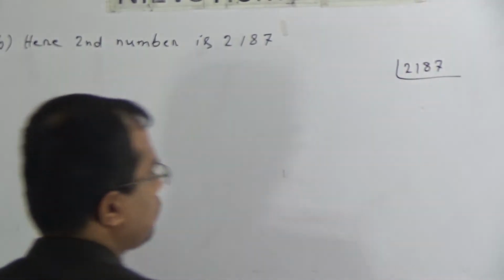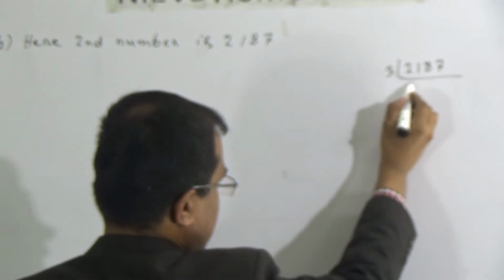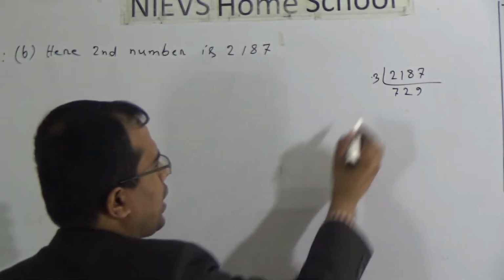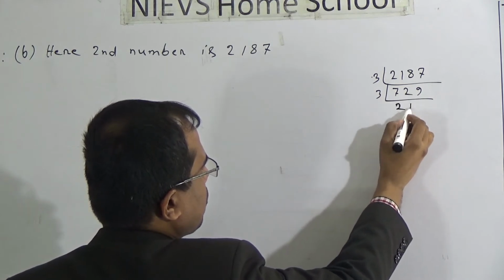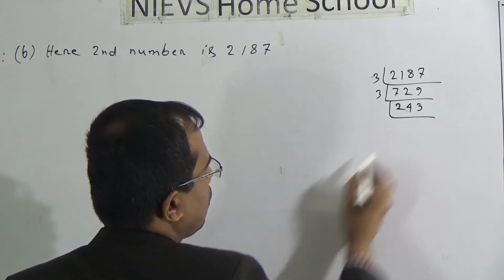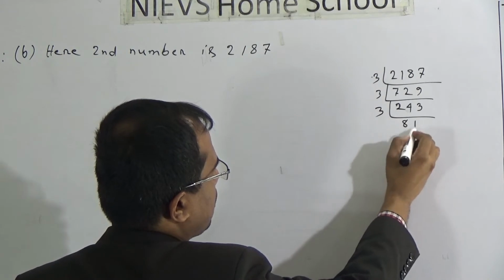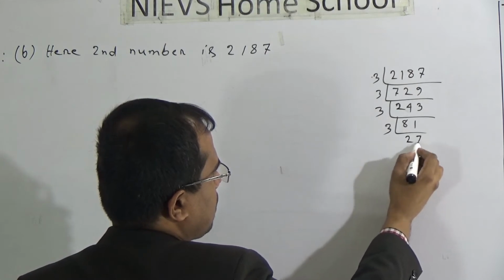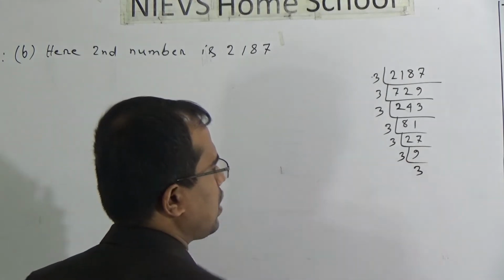2187. We cannot divide it by 2 because it's an odd number. Now we can divide it by 3. Then 3 7s are 21, 3 2s are 6, and 3 9s are 27. Again you can divide this number by 3. 3 2s are 6, 3 4s are 12, 3 3s are 9. Now again you can divide this number by 3, then 3 8s are 24 and 3 1s are 3. Now we can divide it by 3. 3 2s are 6 and 3 7s are 21. Again you can divide it by 3, then it will be 9. Again we can divide it by 3, then 3 3s are 9.